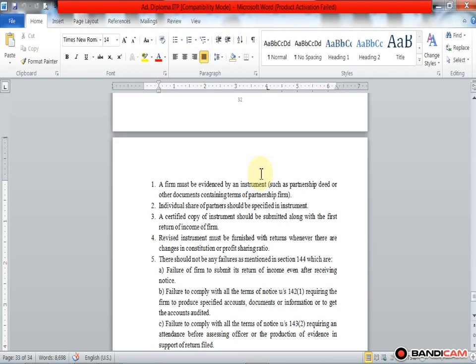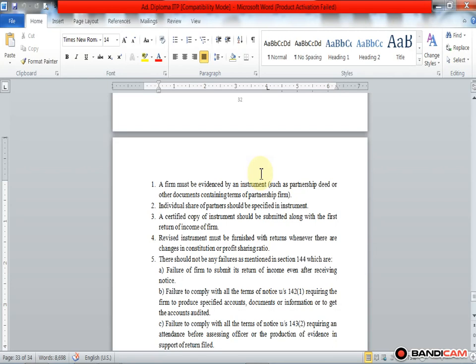Then fifth, there should not be any failure as mentioned in section 144, which are: first, failure of the firm to submit its return of income even after receiving notice. Failure to comply with all the terms of notice under section 142 subsection 1, requiring the firm to produce specified accounts, documents or information, or to get the accounts audited by an auditor.